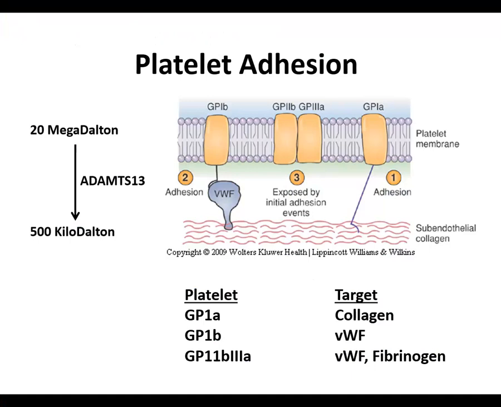Platelets normally circulate in the serum until they encounter damaged blood vessels, as indicated by the exposure of collagen and the presence of von Willebrand factor. Glycoprotein 1b, which is abbreviated GP1b, binds to von Willebrand factor, and glycoprotein 1a, abbreviated GP1a, binds to collagen. Glycoprotein 2b3a binds to von Willebrand factor and to fibrinogen. Both GP1a and GP2b3a belong to the integrin family.